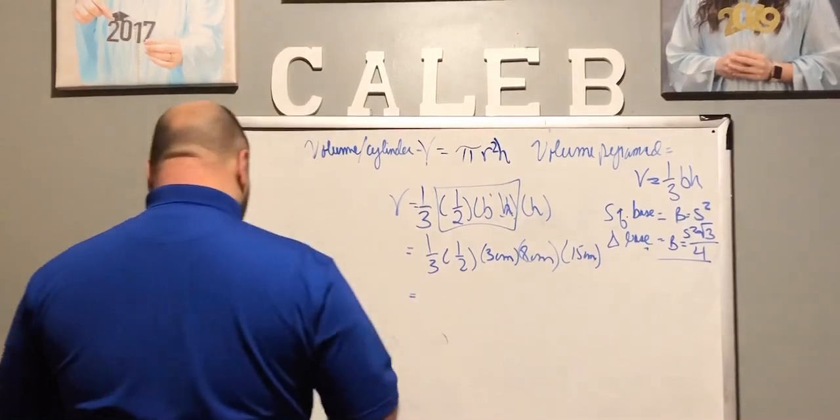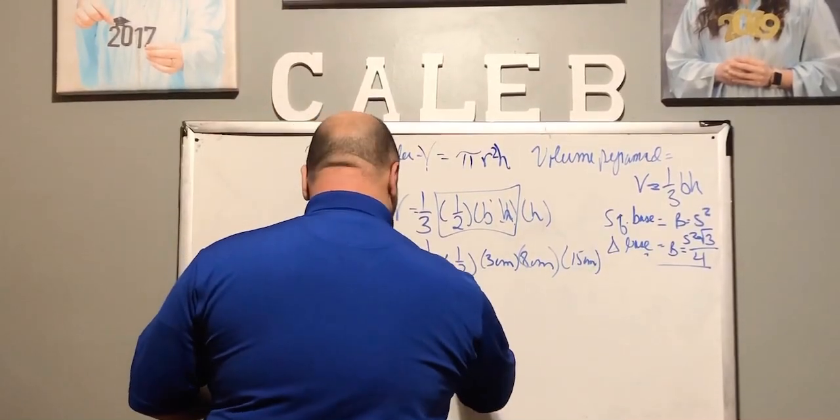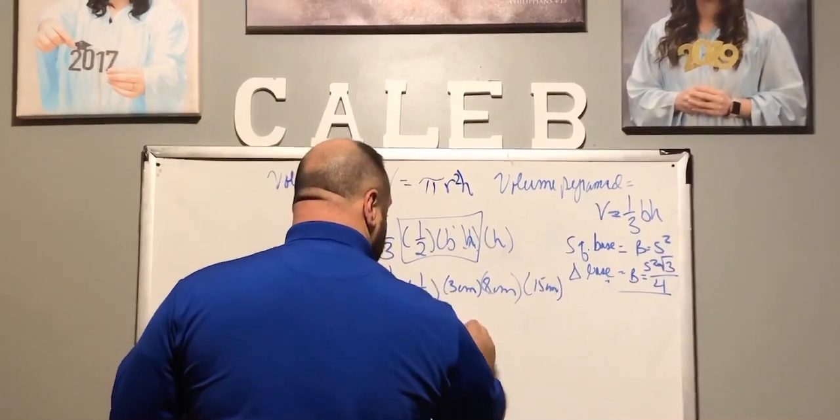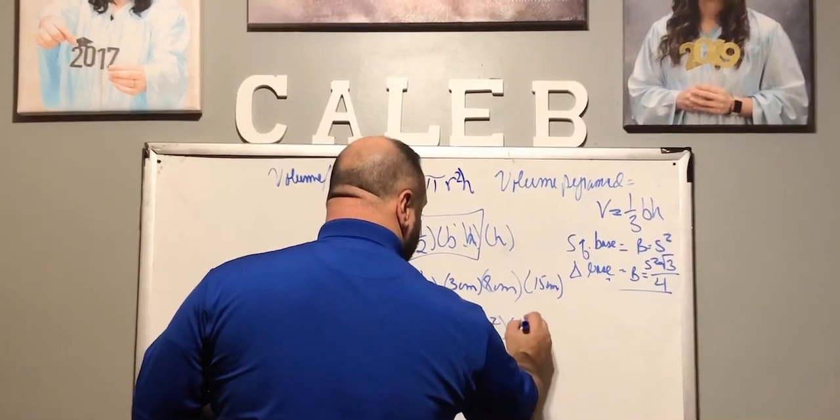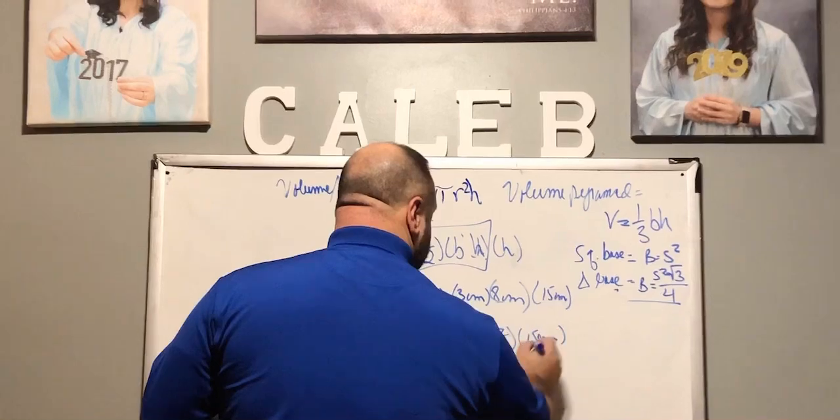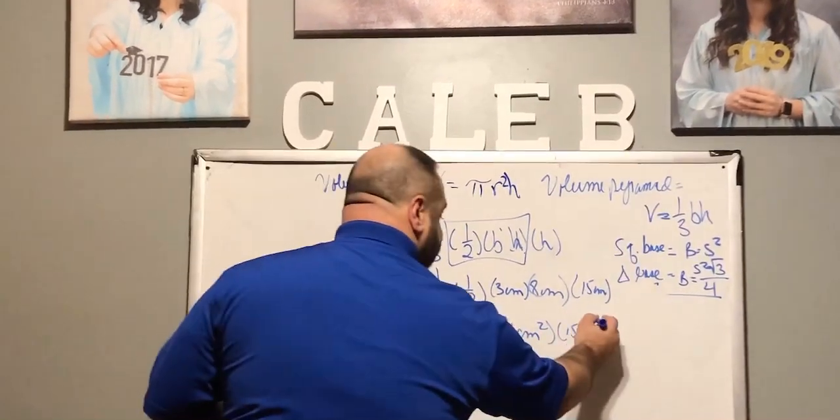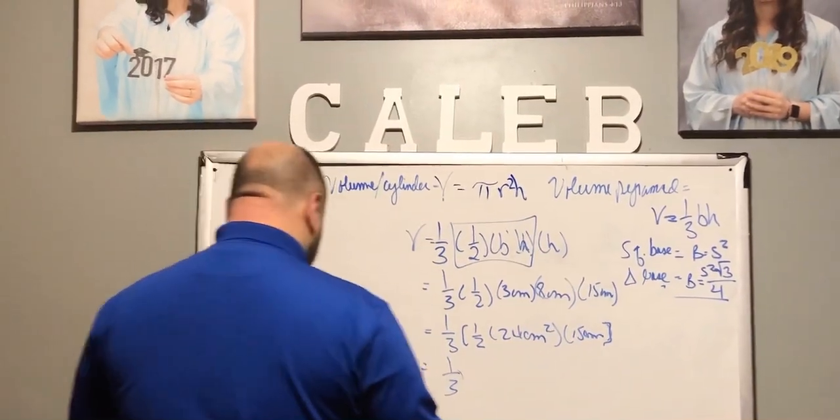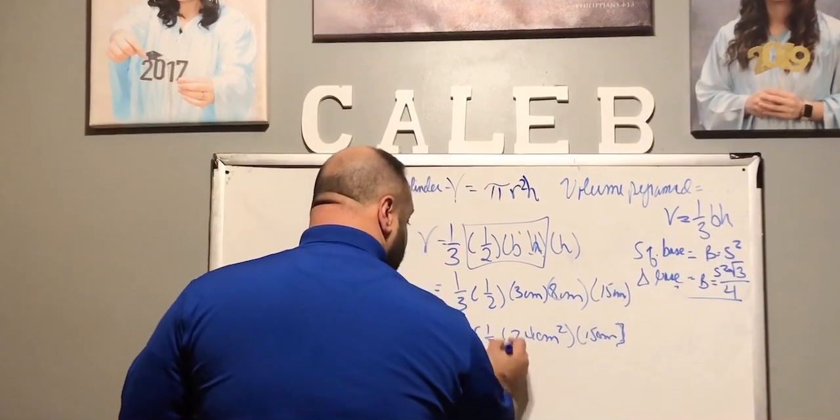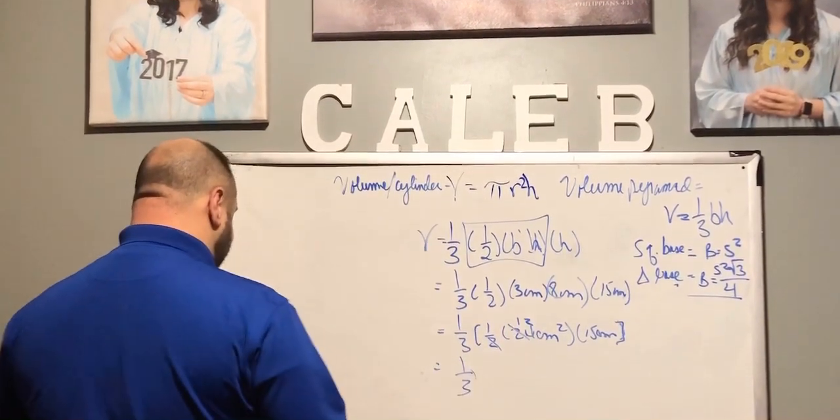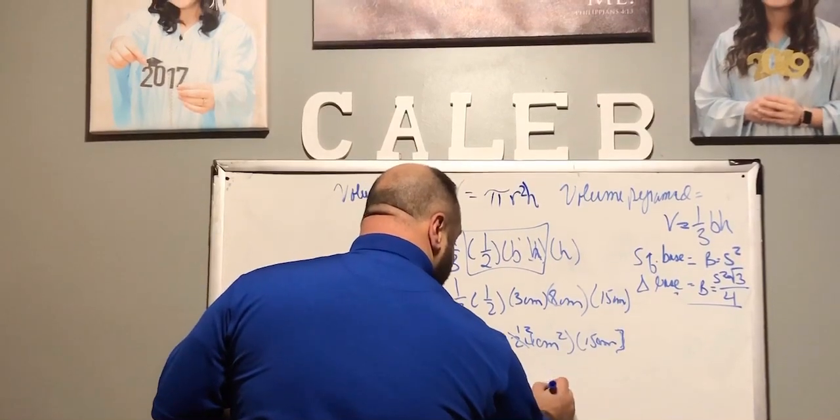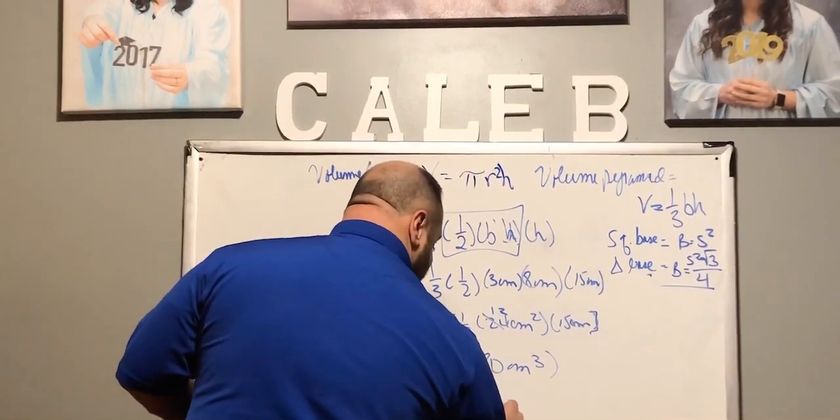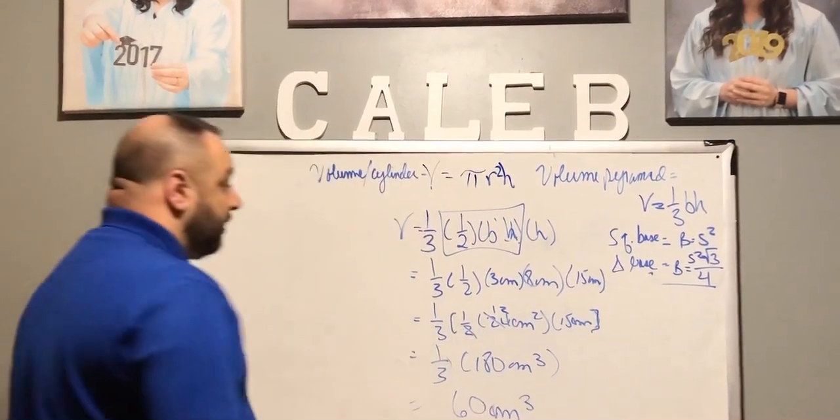Okay, let's quickly do our math here. So 1/3, all right, so we have 1/2 times, okay, so 3 times 8 is 24 centimeters squared. All right, so 1/3. Now 24 times 15, so let's make that 12. So what's 12 times 15? 12 times 15 is 180 centimeters cubed. And then 1/3 of 180 centimeters cubed is simply 60 centimeters cubed.